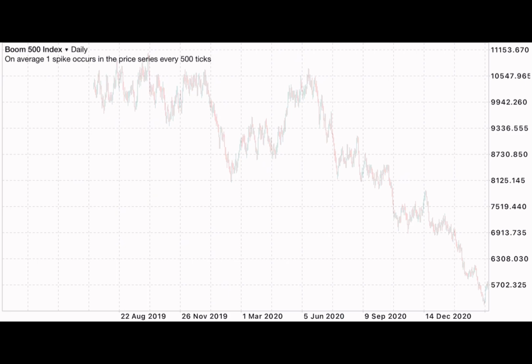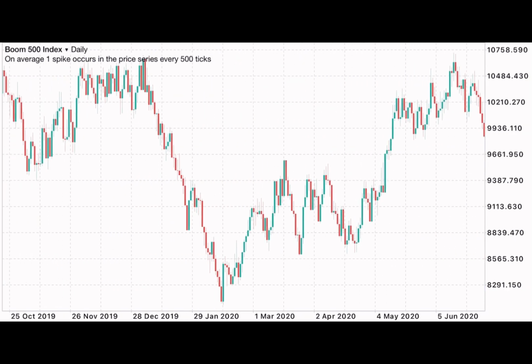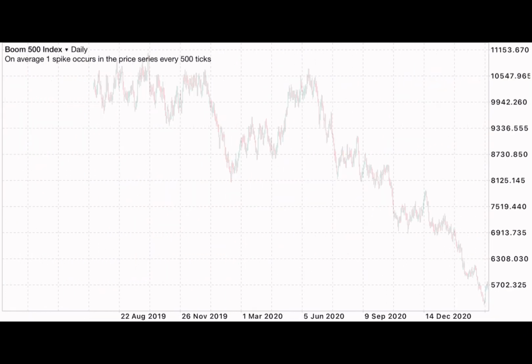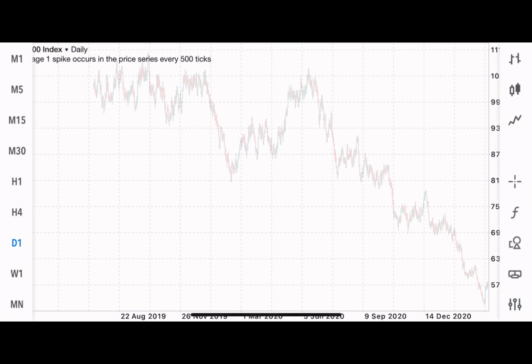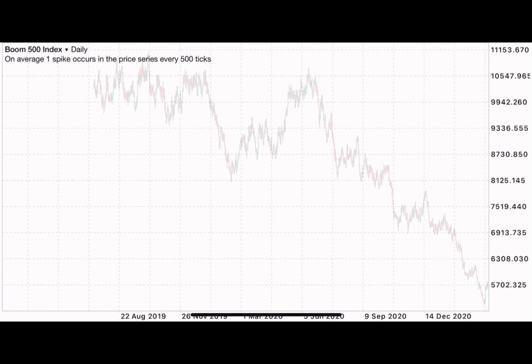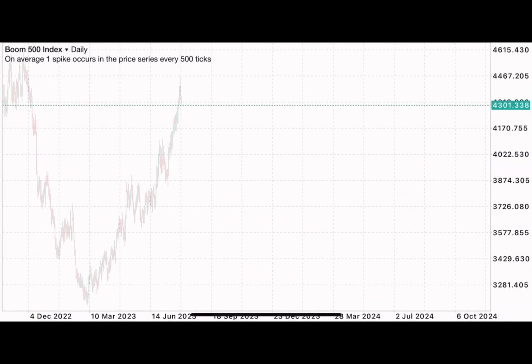These boom and crash indices are controlled by a third party and they are so predictable. There's simply an algorithm that they use, and some of us who have mastered the algorithm know what is happening. We know what is going to happen.